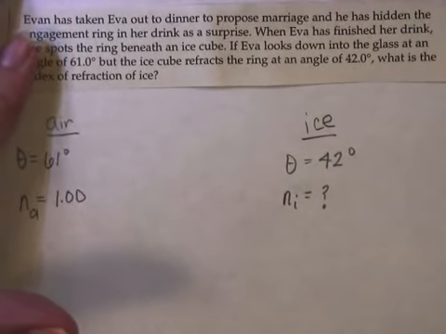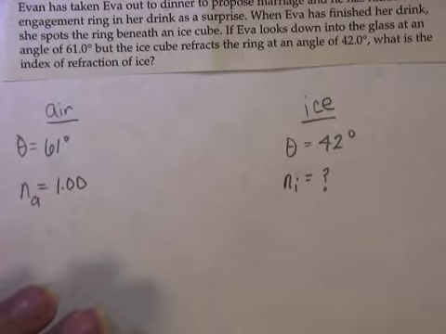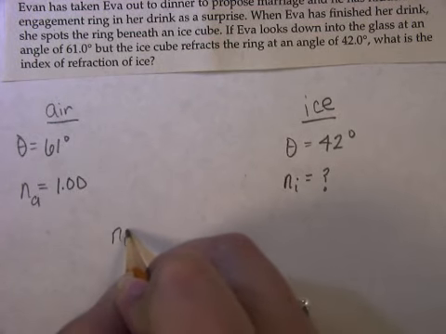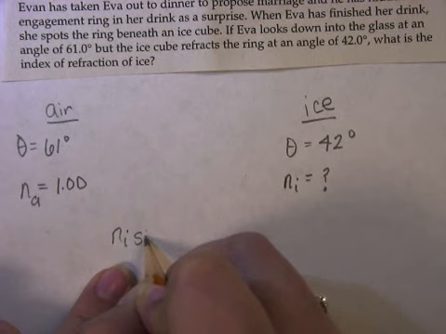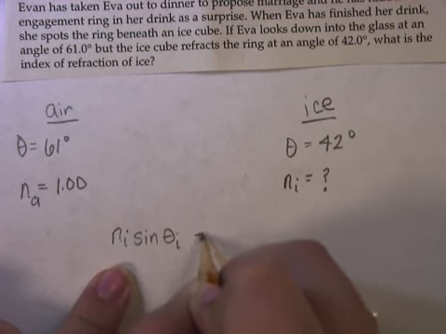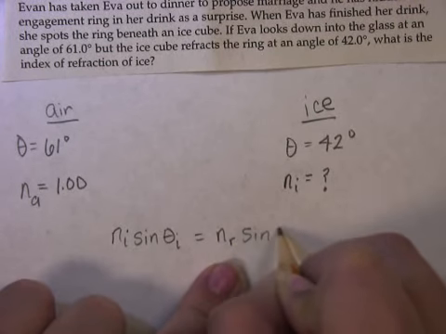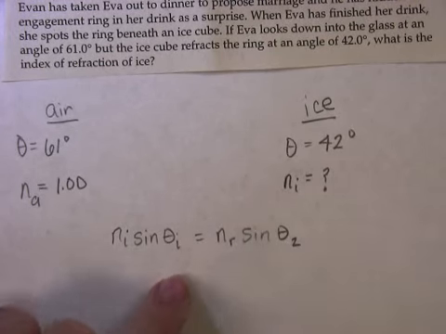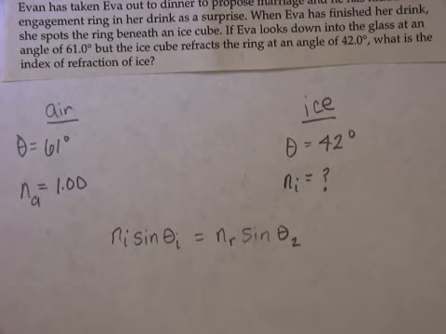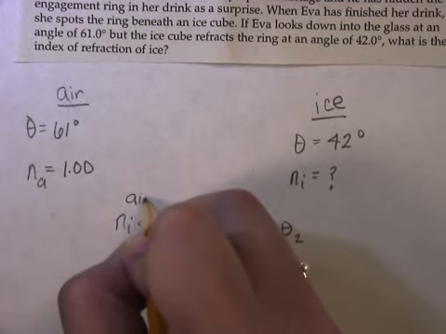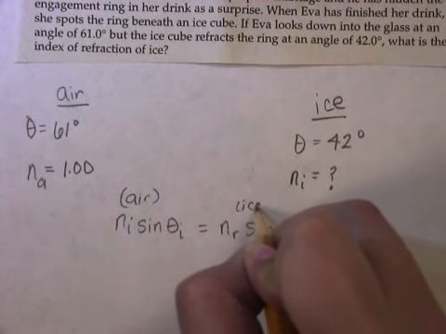Now what I'm going to do is write down Snell's law. Based on the information that I've been given and what I'm looking for, I'm going to use the Snell's law equation. So Snell's law states that the index of refraction on the incident side multiplied by the sine of theta is going to equal the index of refraction on the refracted side multiplied by the sine of the refracted angle. It doesn't matter which one you put where, as long as you keep them on the side that they're supposed to be. So I'm just going to make myself a note that I'm going to use this as the air side, and this is going to be the ice side.